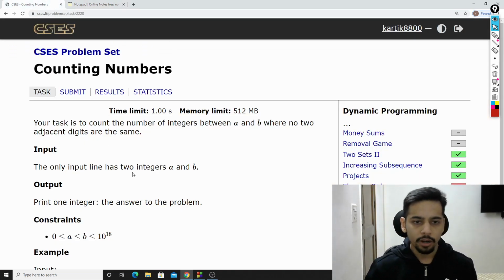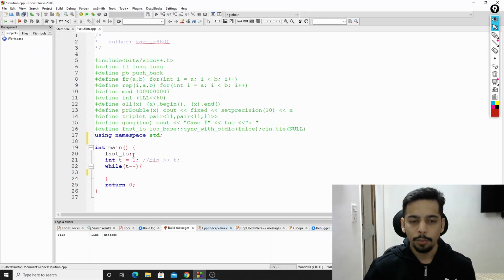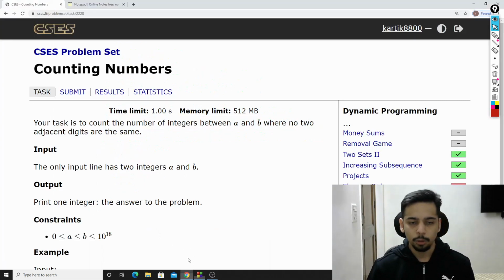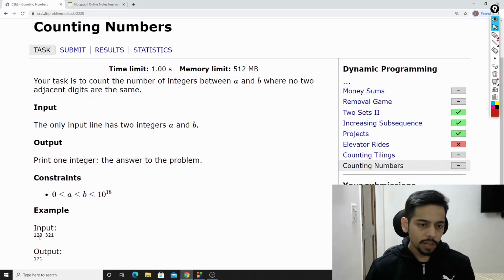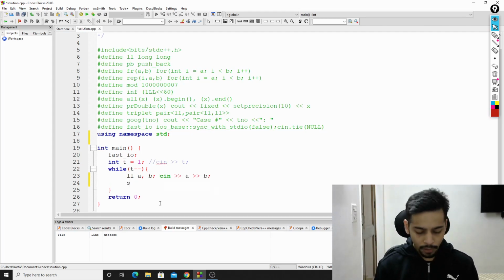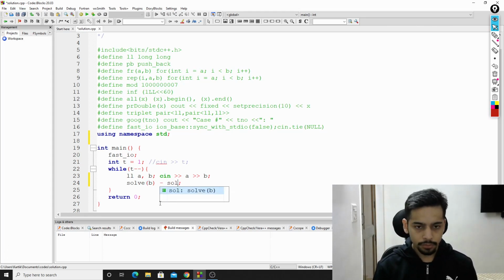Let's move to the coding part now. If you have any doubt, you can ask me in the comments, but while coding up, the recurrences will become much easier and clearer. We'll be doing it top down to make it as easy as possible to understand. I'll be taking in two inputs, A and B. Cin A, cin B, and I'll say okay, solve for B and solve for A. Whatever is the difference between these two, subtract them and output them.